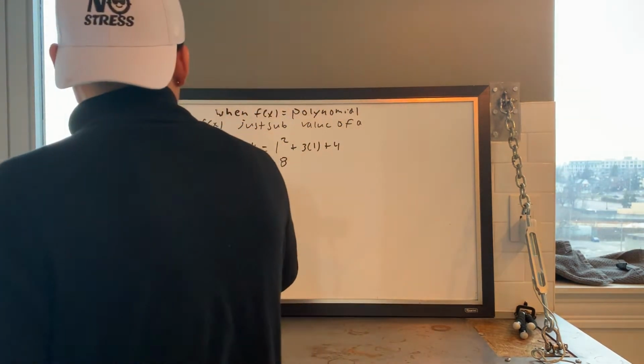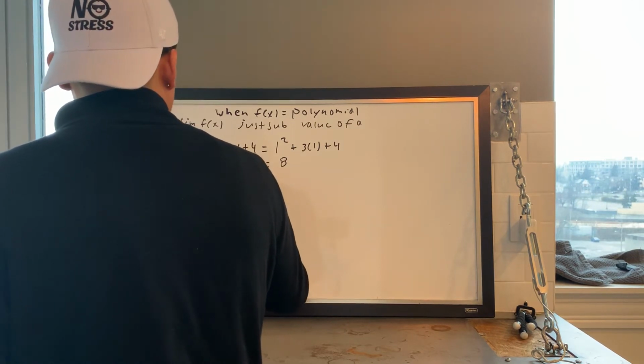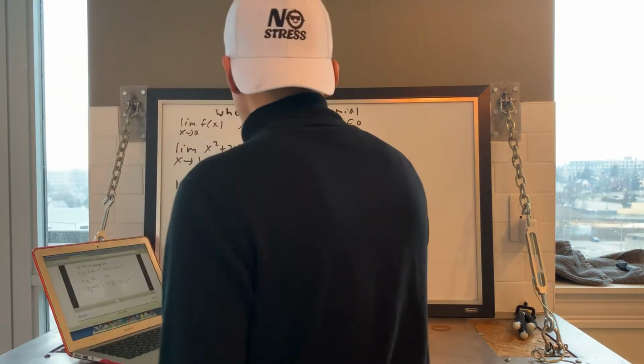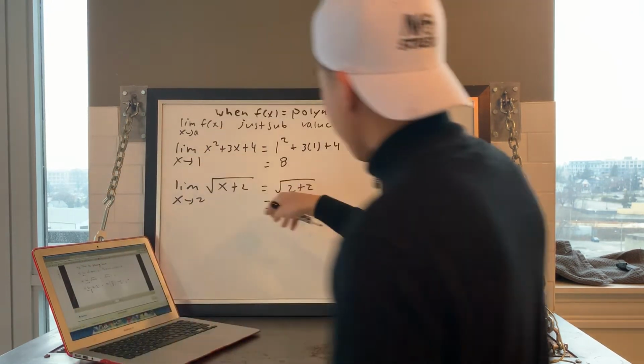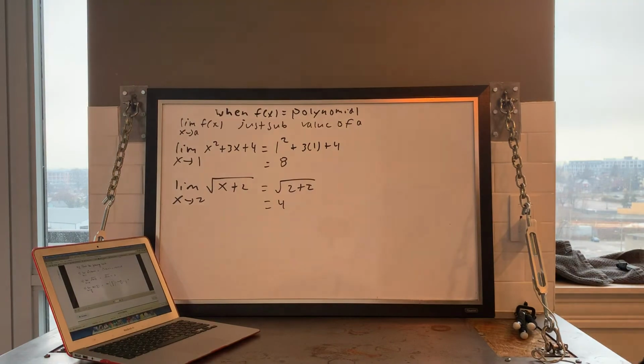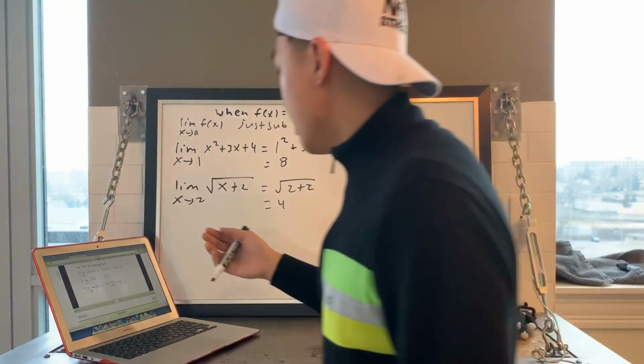And then for this one, if you had the limit as x approaches 2 of root x plus 2, then what you get is root 2 plus 2, which is equal to 4. So you have the square root of 4, which is 2. You just sub it in again. This is not really a polynomial. It has a radical in it.